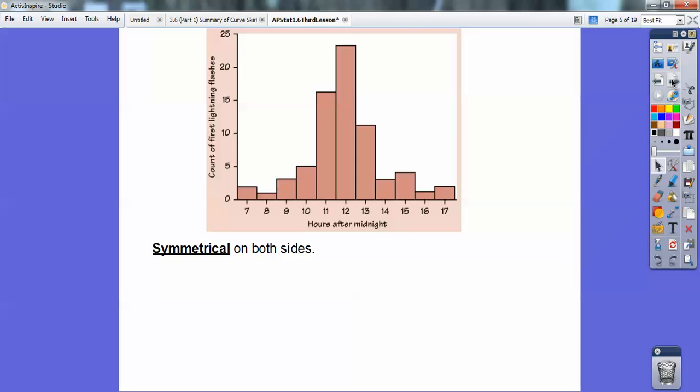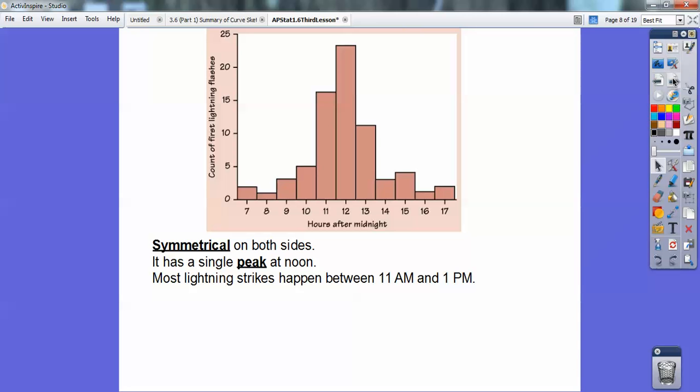So here are some characteristics, you guys. It's symmetrical on both sides, which means it's pretty even. It tapers off on both sides evenly. It's not exact, but it's even. It has a single peak at noon. These would all be good things to say to your AP readers.